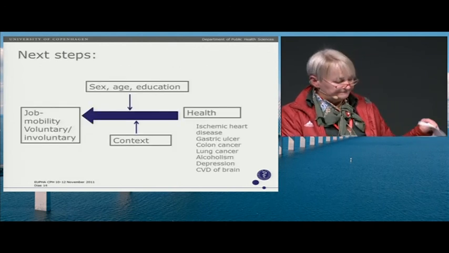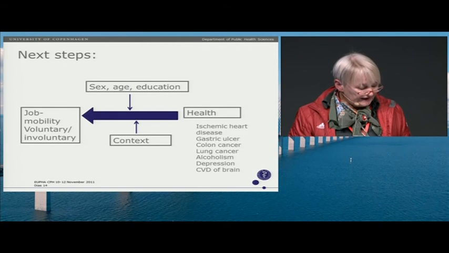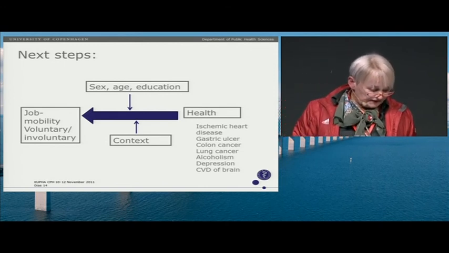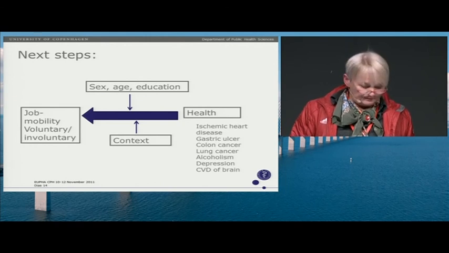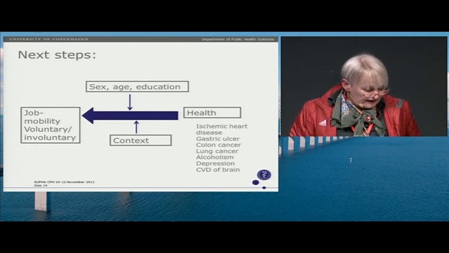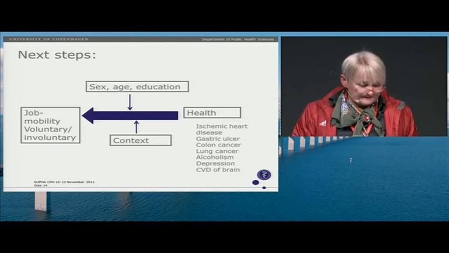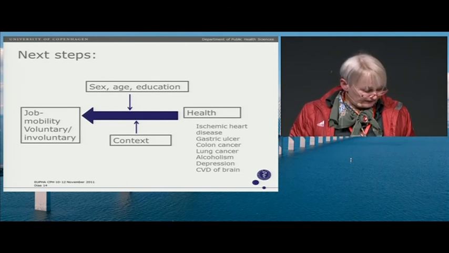Next steps. Our next step will be to turn the arrow and to study the effect of selected diseases upon job mobility. And also we will study in more detail questions related to voluntary or involuntary job mobility.